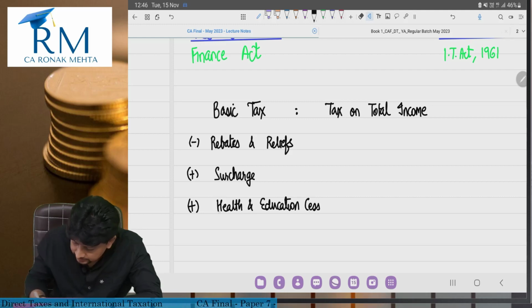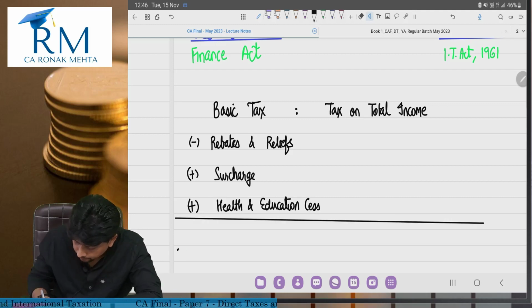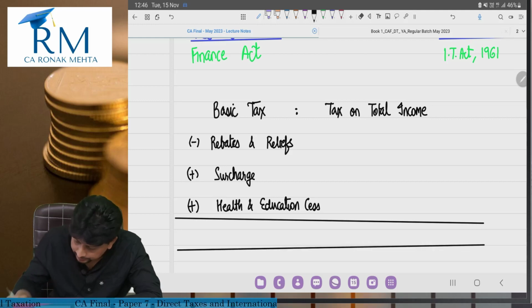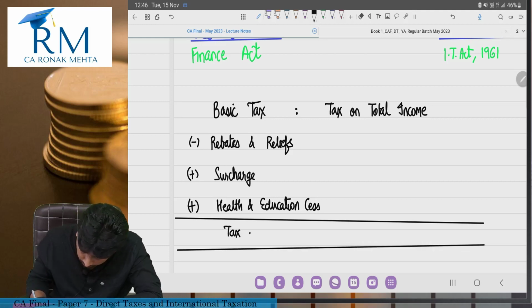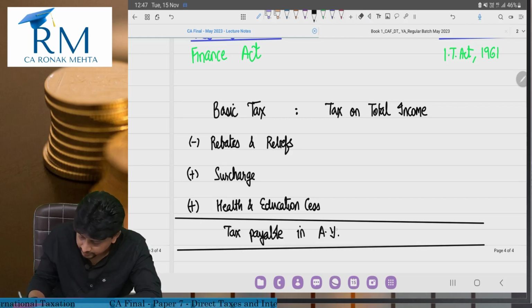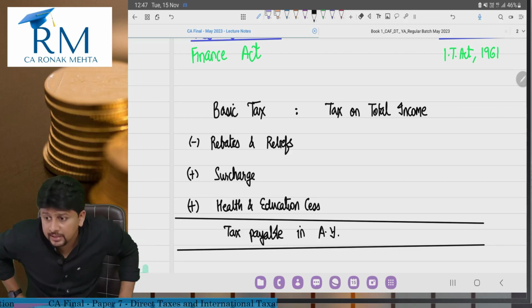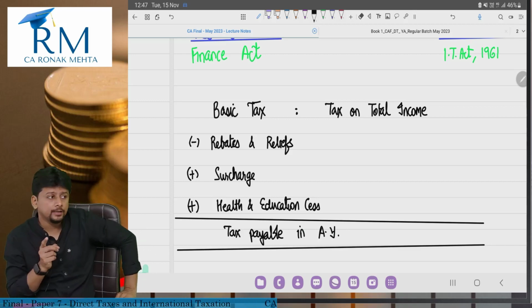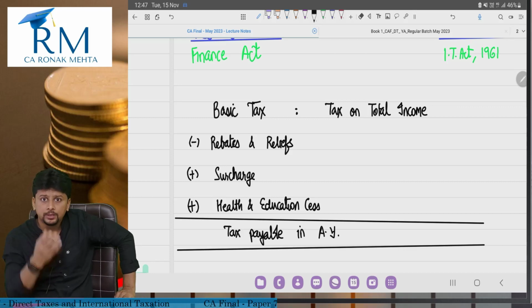And this that you get, this is your tax payable in the assessment year. Of course, everyone knows, okay, this is the tax payable in the assessment year, but this is not the amount that I'll pay to the government.